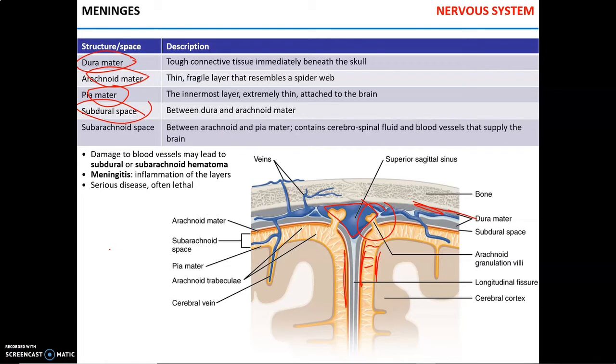If these blood vessels that are found in subarachnoid space are damaged, it may lead to bleeding causing subarachnoid hematoma. If these blood vessels are damaged, it may lead to subdural hematoma. Inflammation of the meninges is known as meningitis. It's a very serious disease that often can be lethal.